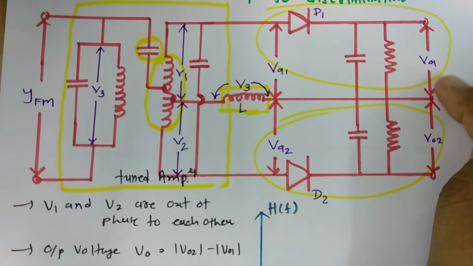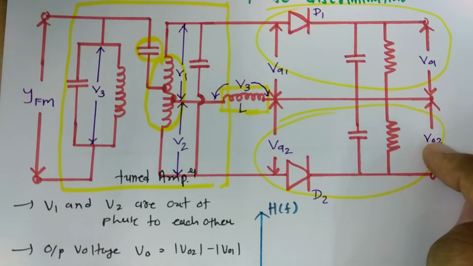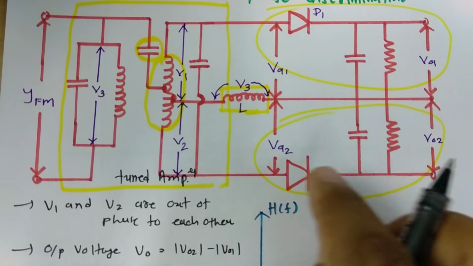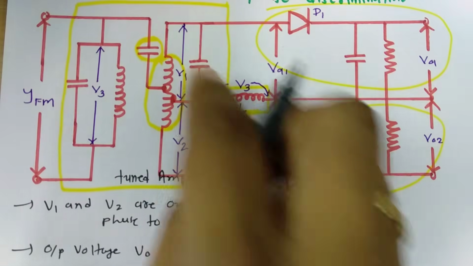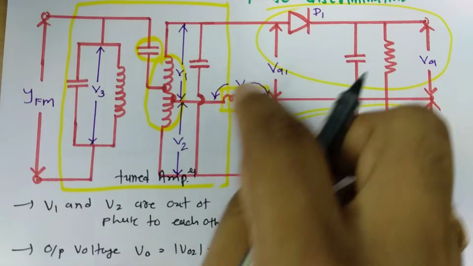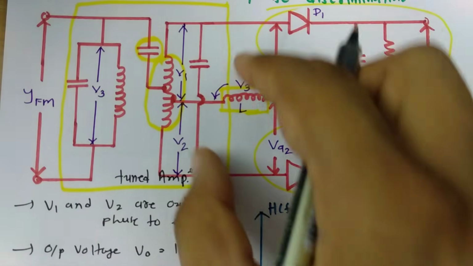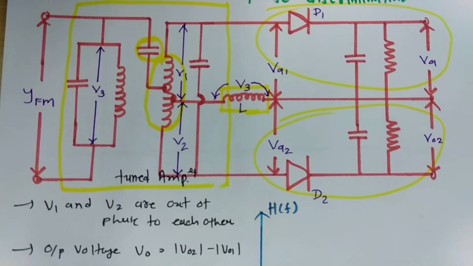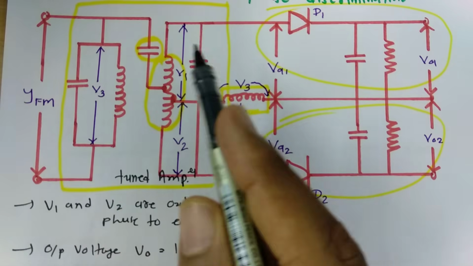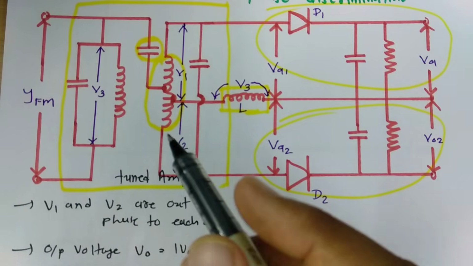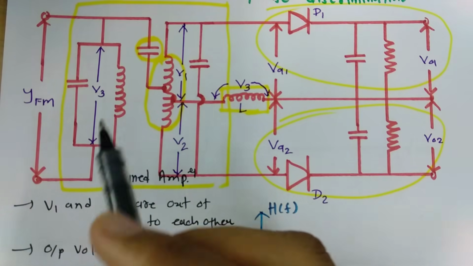See, V output voltage, that is the difference of V02 minus V01. Second, VA1 is V3 plus V1, and VA2 is V3 minus V2. And V1 and V2 are both out of phase to each other. This is a tuned amplifier, and that tuned amplifier gives voltage with respect to input frequency.